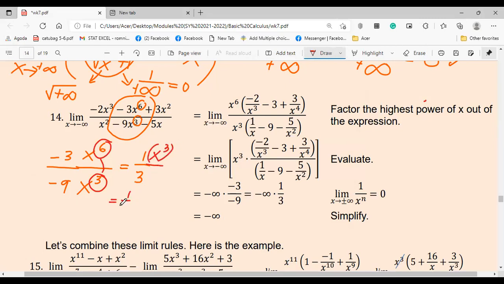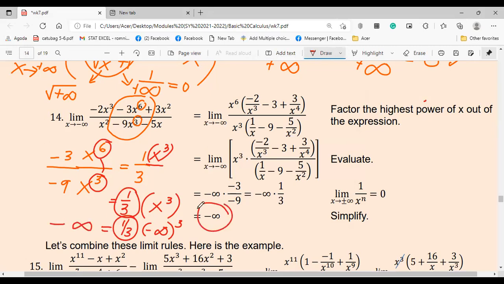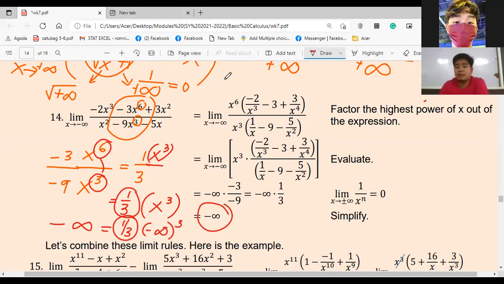So you have 1/3 times x raised to 3. X raised to 3 o negative infinity raised to 3, 1/3 ito. Wala na to. Kasi positive itong 1/3. Hindi na niya maapektuhan si negative infinity. That remains to be negative infinity. Kaya the answer here is negative infinity. Isn't it cool? Isn't it quite amazing? Parang, ay, ganun pala. Maybe that's your reaction.